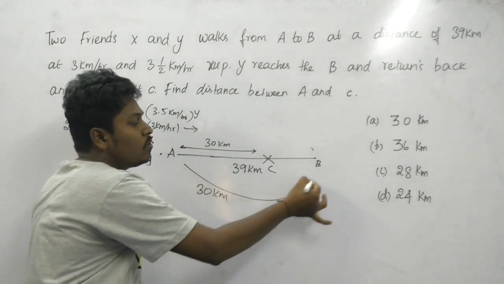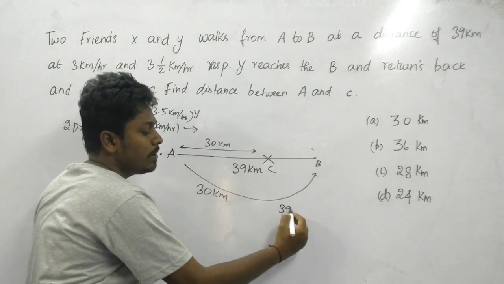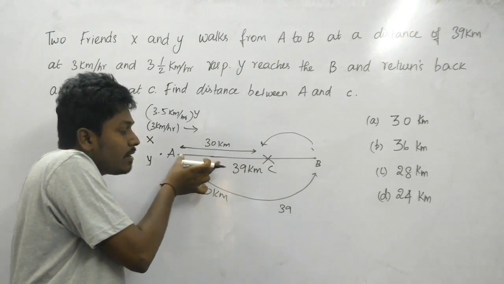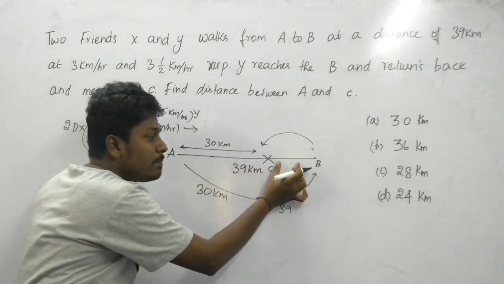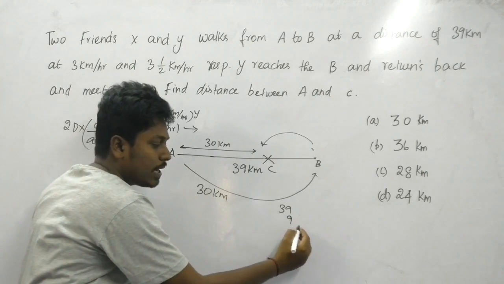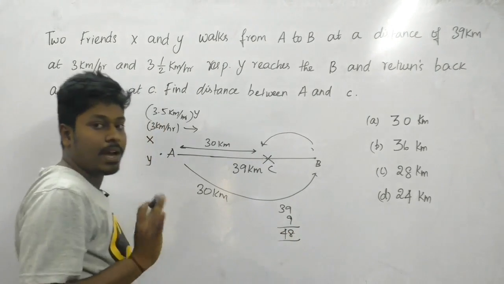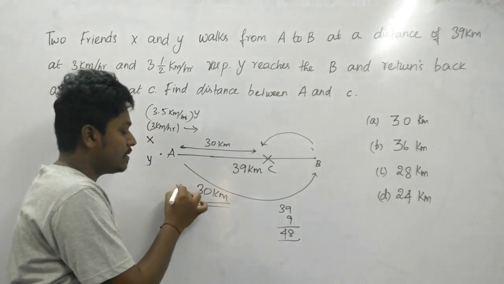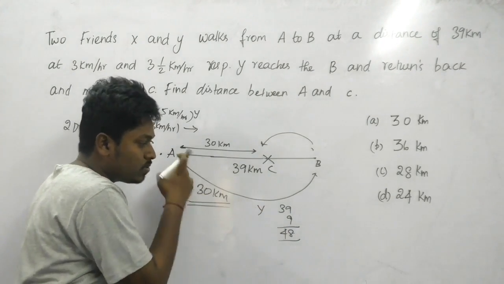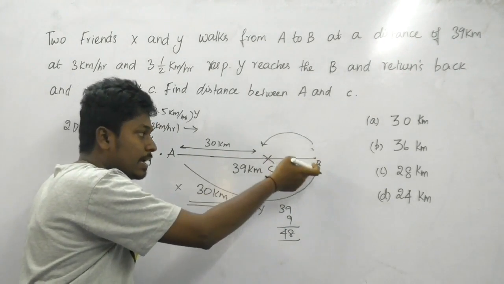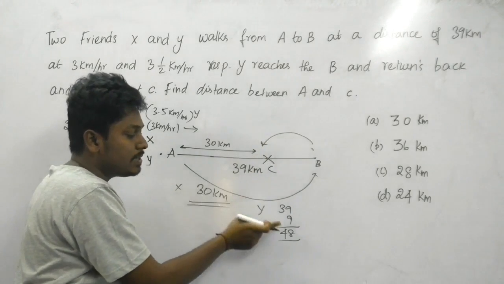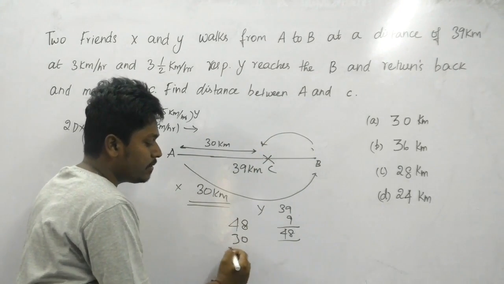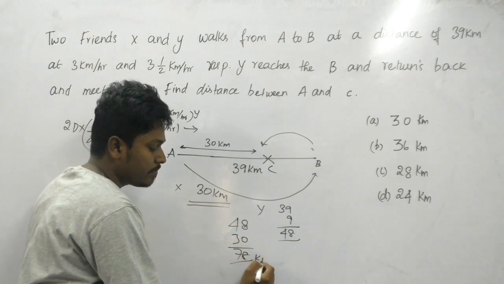We can go for Y. He will go to B, which he travels 39 kilometers, and he again turns back and reaches the point C. He is covering 30 kilometers, so only the remaining 9 kilometers he will cover. So 9 plus 39 is 48. Understood the simple concept? This is where X covers, and this is where Y covers. Y needs to cover the entire distance, and again he turns back and comes to point C, the remaining 9 kilometers. So 48 plus 30 gives you 78 kilometers.